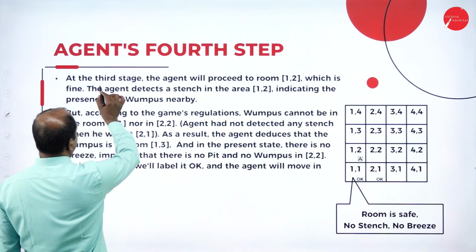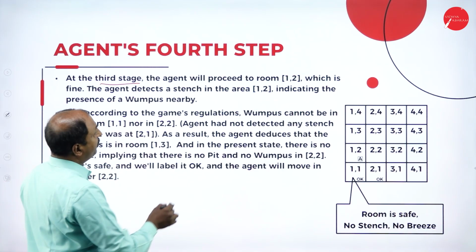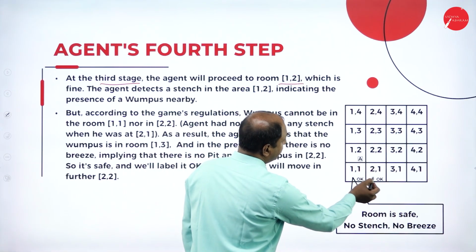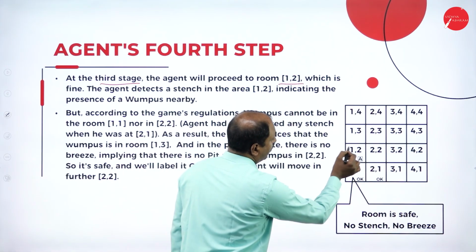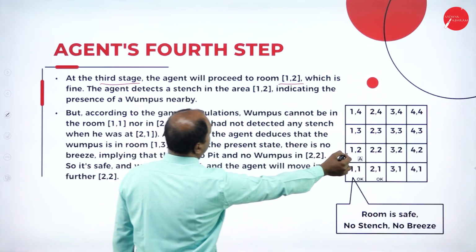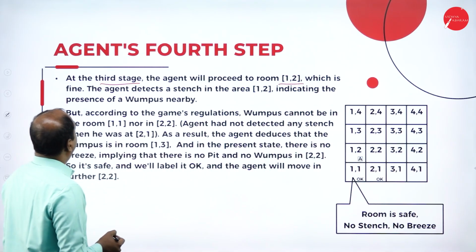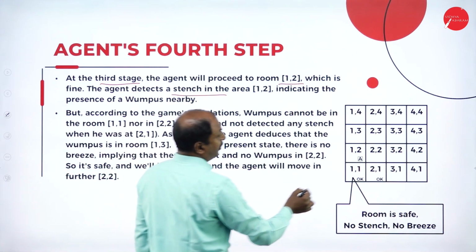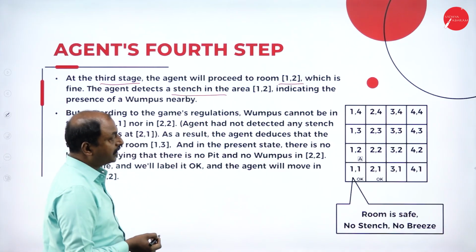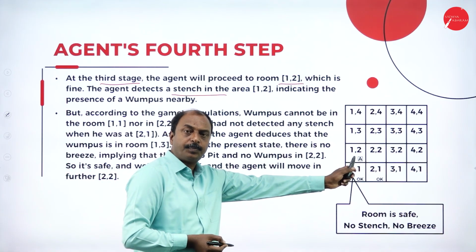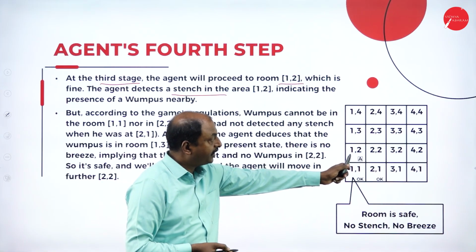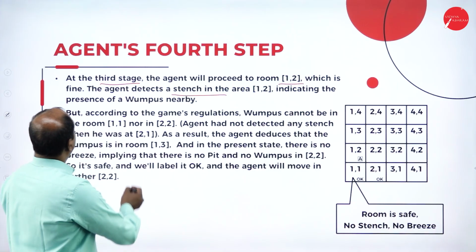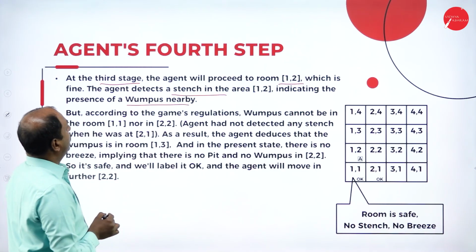Here at the third stage, the agent will proceed to the room 1, 2. He has already visited the others, so now his option is 1, 2. He will move to the location 1, 2, and the agent detects a stench. As per the condition, there will be a stench. The stench indicates that there might be a wumpus nearby, maybe in the adjacent cells.